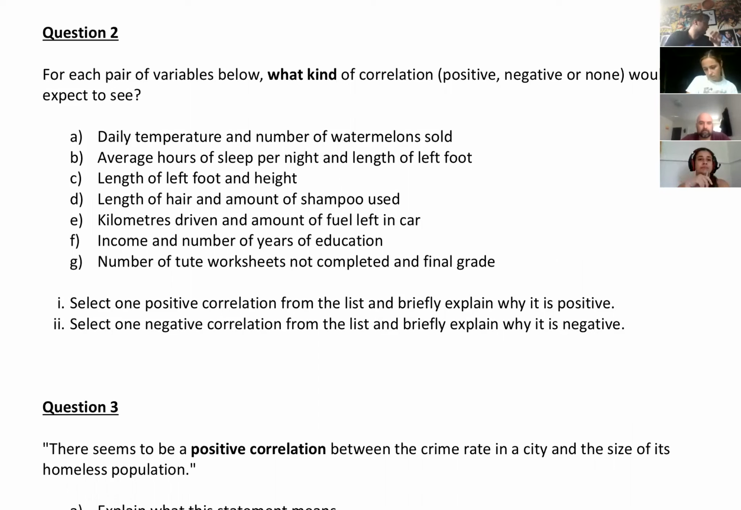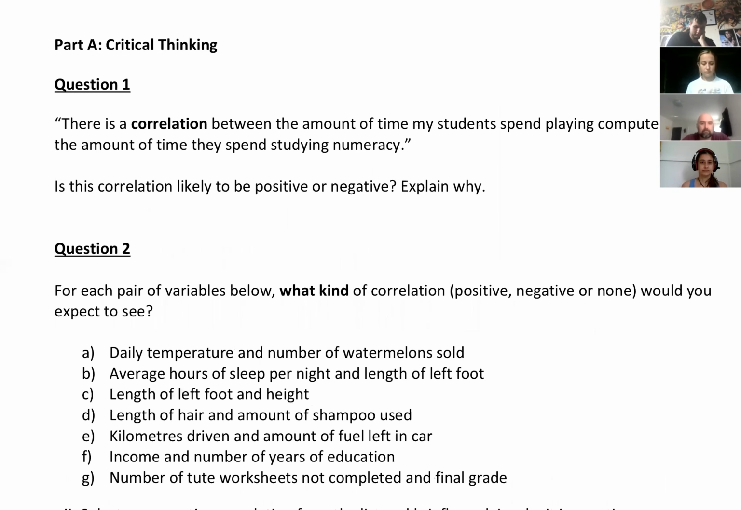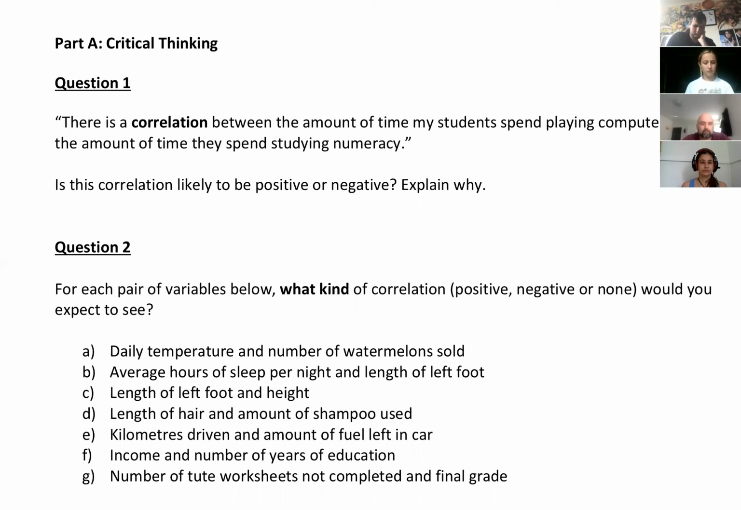And for question 2, parts 1 and 2, at the end of the question, it says select a positive correlation, explain why it's positive, select a negative correlation, explain why it's negative. So the explanation would be along the lines of the one that we gave in question 1. We would explain that correlation as being negative by saying the more time that someone spends playing computer games, the less time they're likely to have available to spend studying numeracy. And that would be all. That would be an explanation of why that correlation is negative.